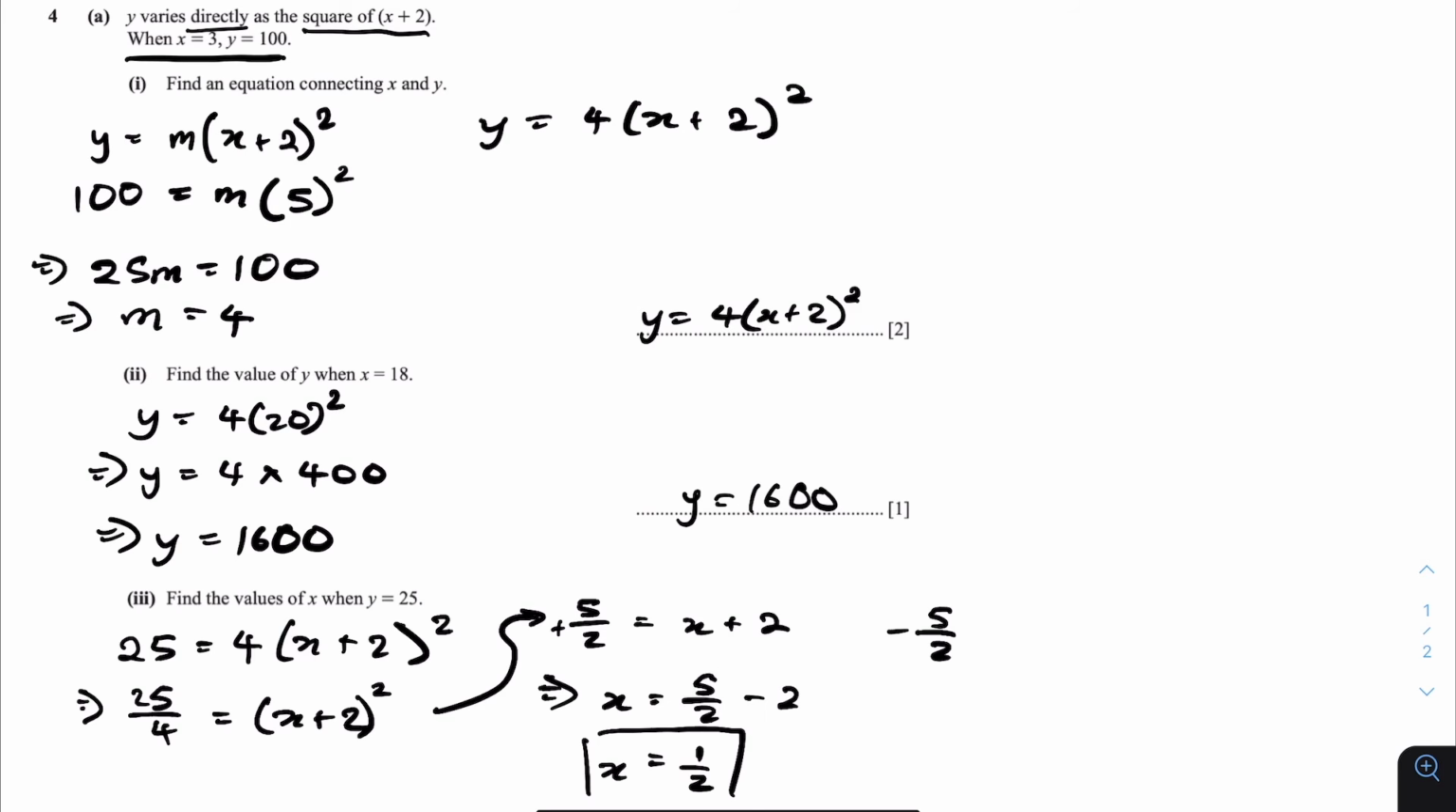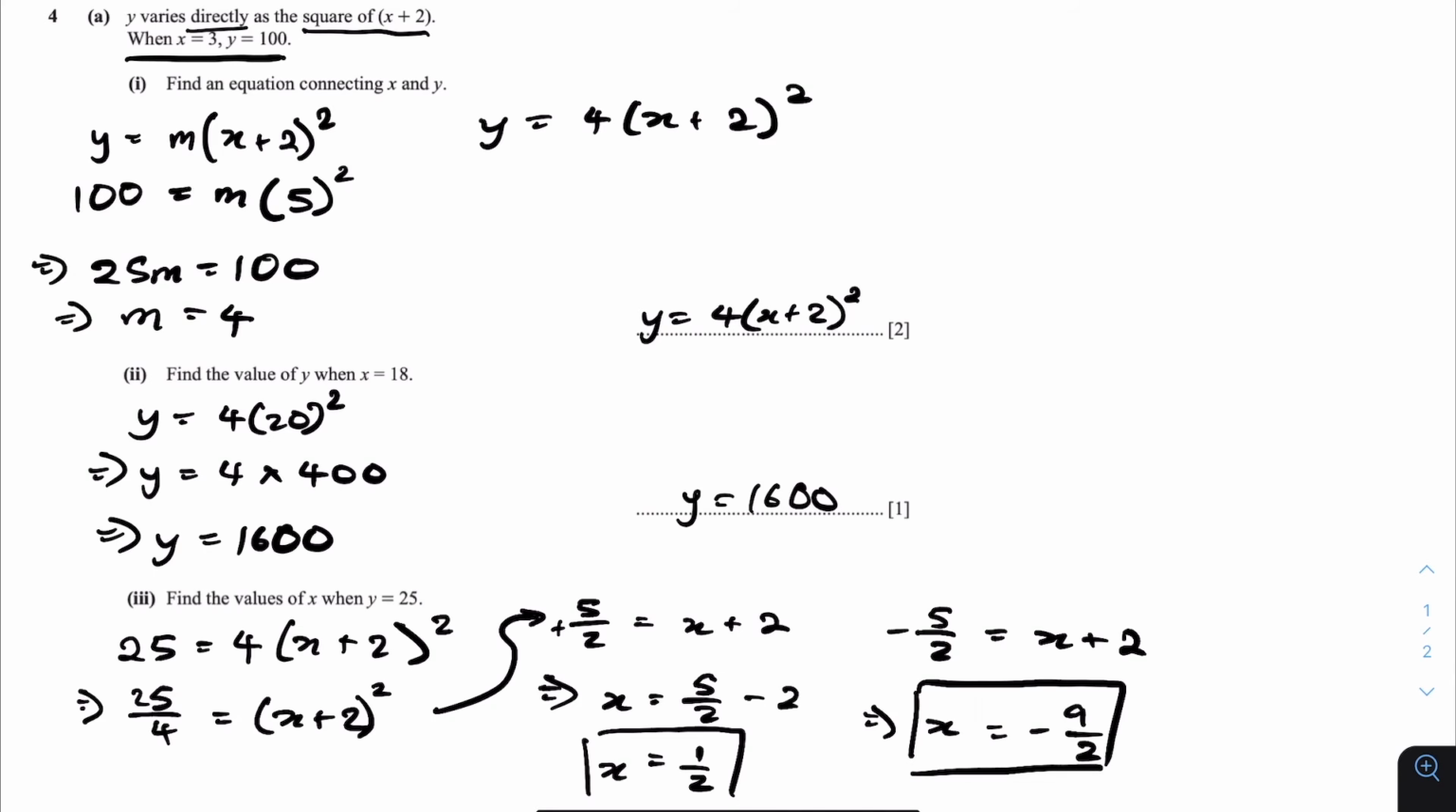So our other solution will be negative 5 over 2 is equal to x plus 2, and we have to solve for x again. So x is equal to negative 5 over 2 minus 2, which is equal to negative 9 over 2. So that's our other solution. Be careful and don't miss that one.